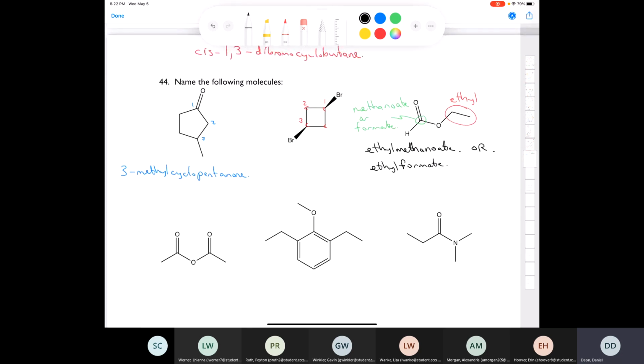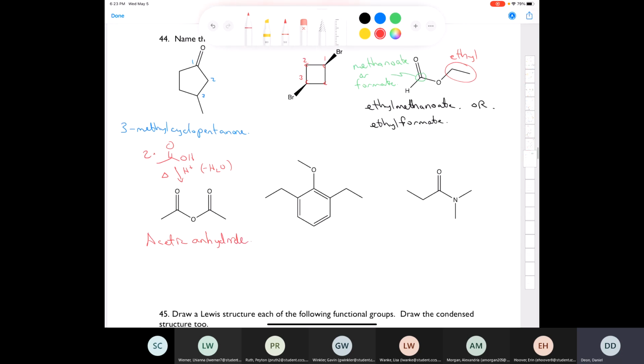The next one is an anhydride. The only anhydride that we looked at a lot in this class was this one, which comes from acetic acid. Right? If you take 2 molecules of acetic acid, and you heat it up really hard with acid, and you end up losing water, you end up forming this molecule, which is called acetic anhydride.